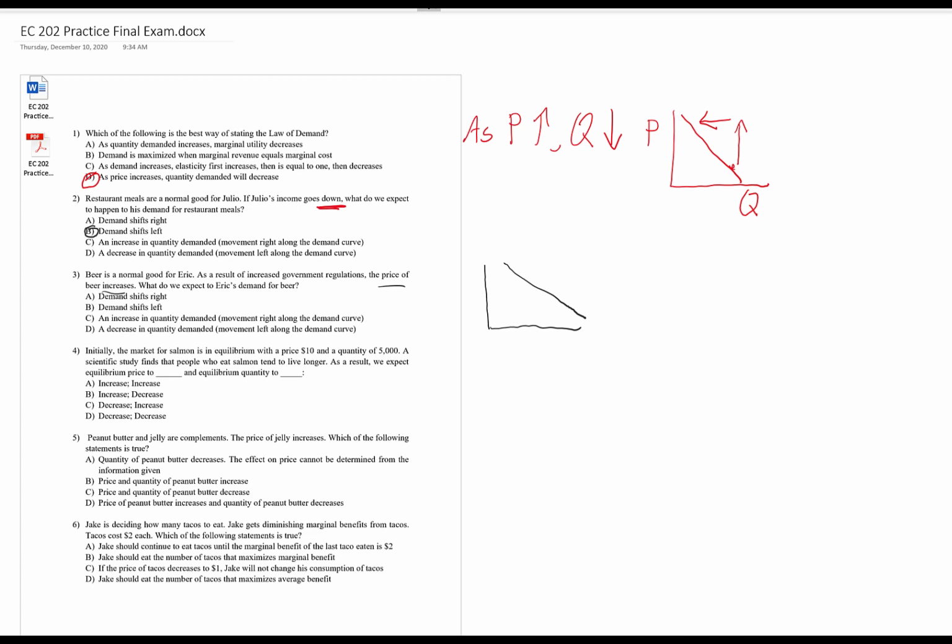So we'll start off with Eric's demand for beer. Notice we have a downward sloping demand. And the price of beer increases. That means, for example, price was here, it increases up to here. So when price increases, quantity demanded decreases. So we're not shifting, we have a decrease in quantity demanded, so movement left along the demand curve because beer got more expensive, so he's buying less of it.